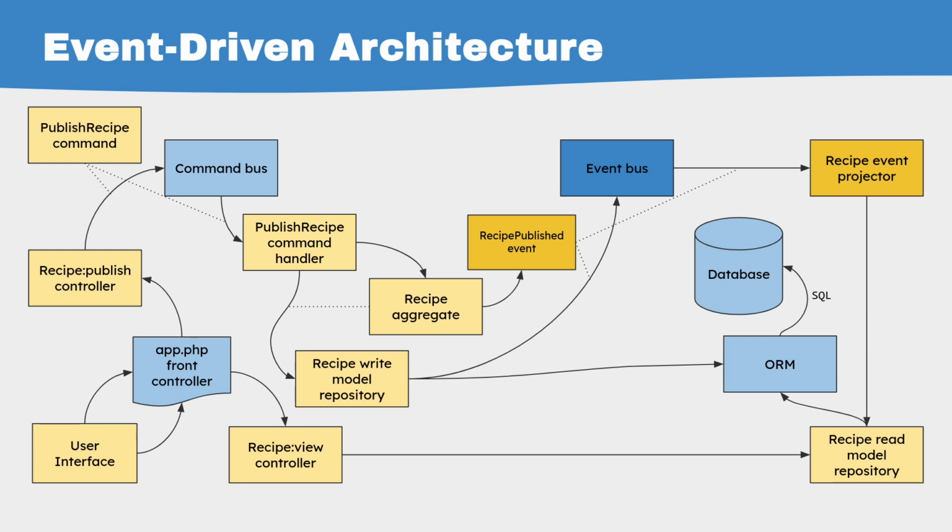And one of those could be an event projector, where an event projector is a term for an event listener that we often use to update the state in our database, which can talk to our read model repository to update the recipe itself, but maybe also counters for a dashboard or something. So that event bus and the recipe event projector just get an object that says, hey, this recipe was published, and then they can do their work accordingly.